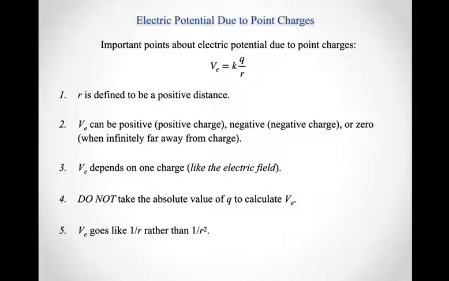Also, the potential goes like 1 over r, like the potential energy, not like 1 over r squared, like the electric field. Part of what we want to emphasize is that our vector quantities, force and field, go like 1 over r squared. It's our scalar quantities, of which the electric potential is one, that go like 1 over r. So potential and potential energy are scalars, not vectors. They go like 1 over r rather than 1 over r squared, but it also means that when we come to add them, we add them like scalars.